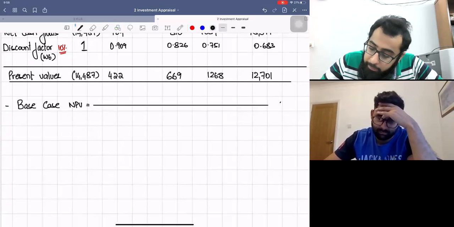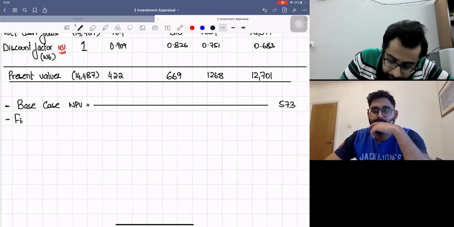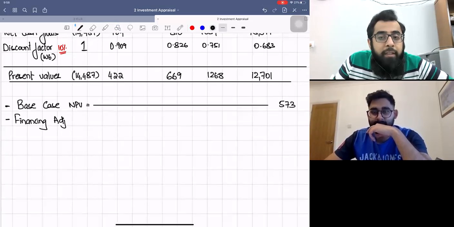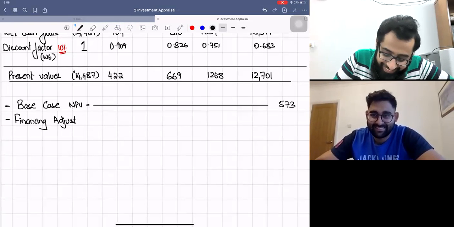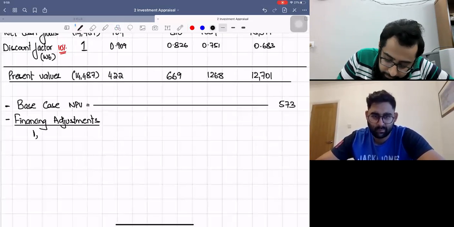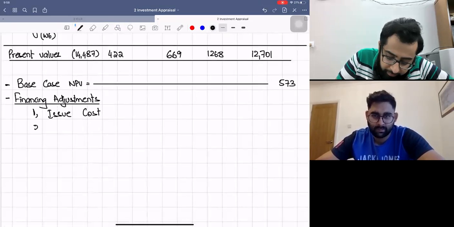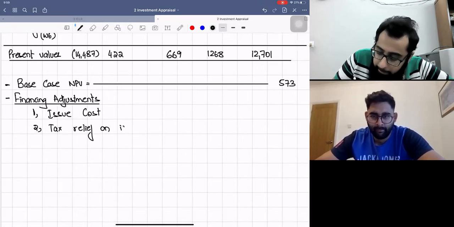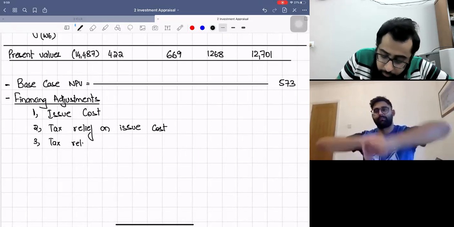Okay, 573. Okay, so now we will make financing adjustments. Why did you do that line? Because our financing adjustments working will take till that long. I keep my sheets clean. Financing adjustments. Now, the first financing adjustment is issue cost impact. Okay. Then we have tax relief on issue cost. Then we have tax benefit or tax relief on interest cost.